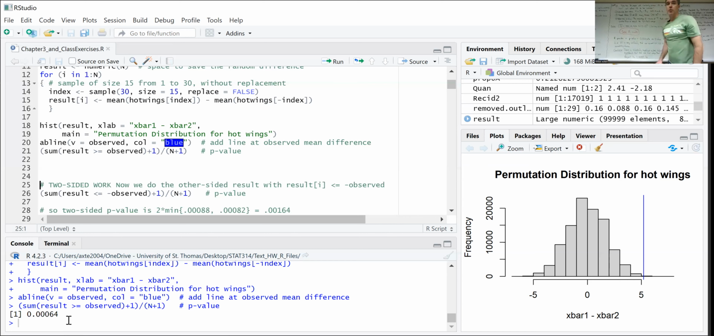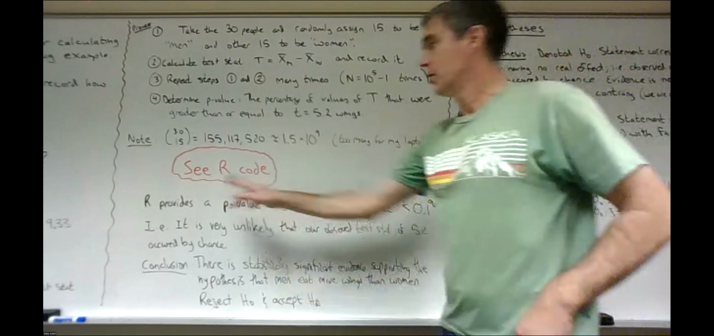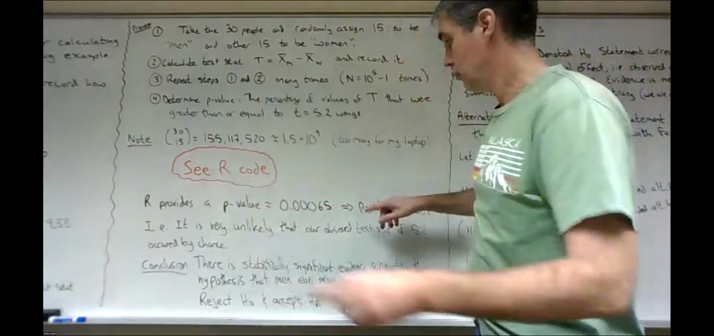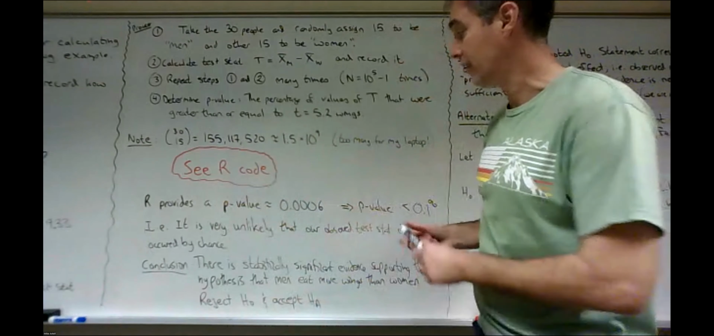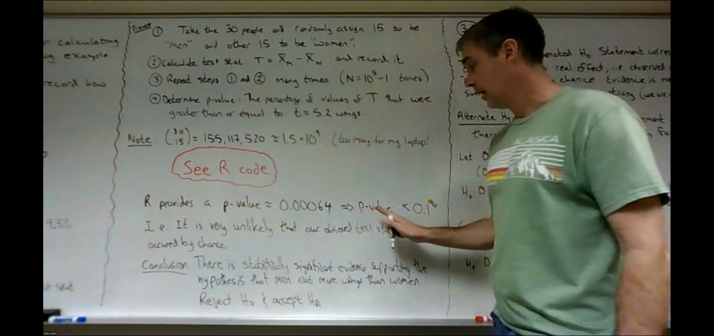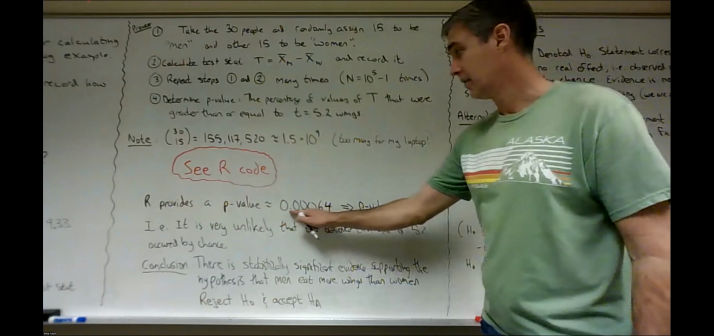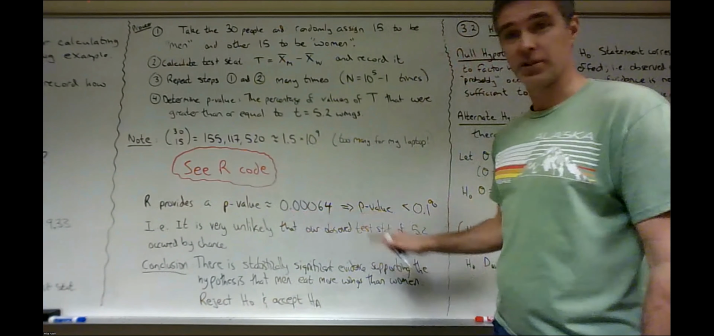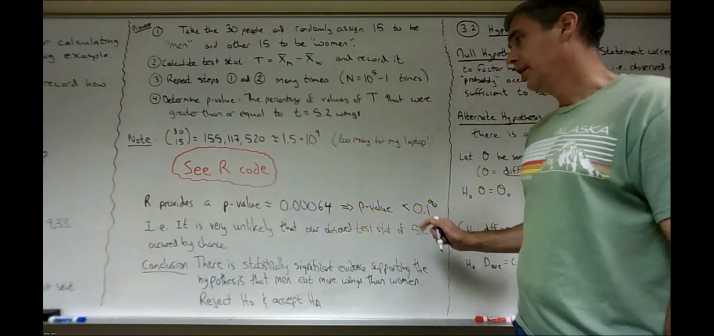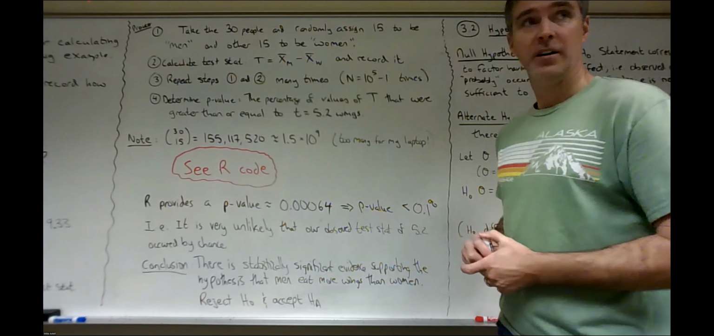Okay, so let's go back to the video. All right, so here we go. R provided a p-value, and one other time I did it, it was 0.0065. This time it was 0.00064. So that's the p-value, but that means the p-value is less than 0.1%, right? Like it's 0.064%. Well, that's pretty unlikely, okay?